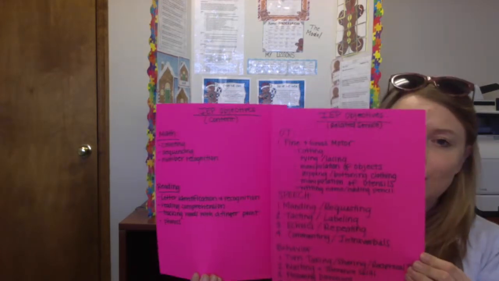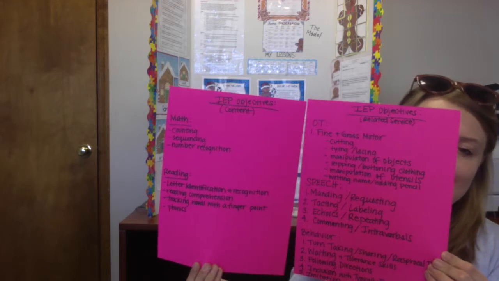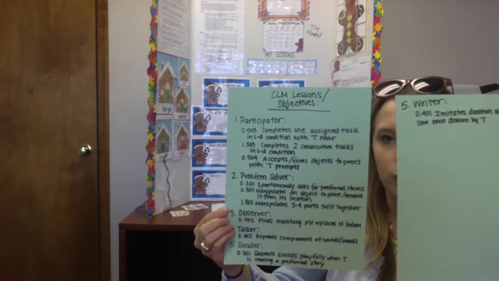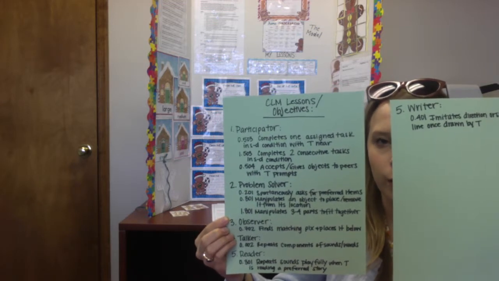The first thing that we wanted to do was pick a theme. That's always the most fun part, and because this exceptional learner classroom would be doing this unit the week before winter break, we decided on the Gingerbread Man. We then reviewed all of the IEP objectives for each of the students, including related service provider goals and academic goals, as well as the CLM objectives that we wanted to be able to target. So these included the participator, problem solver, observer, talker, reader, and writer objectives from the level pre-1 CLM objectives.